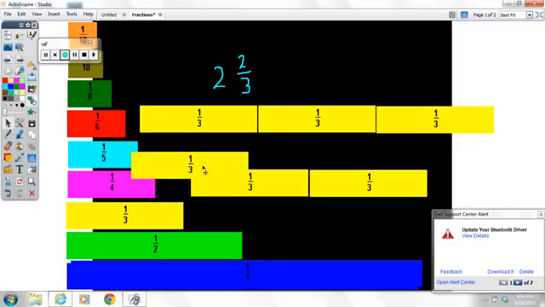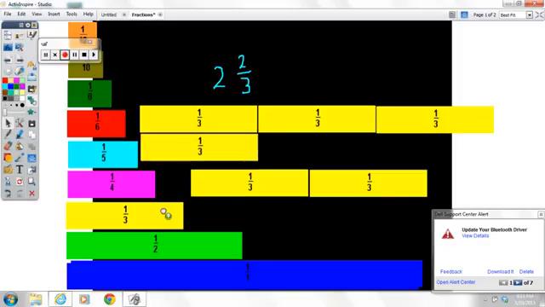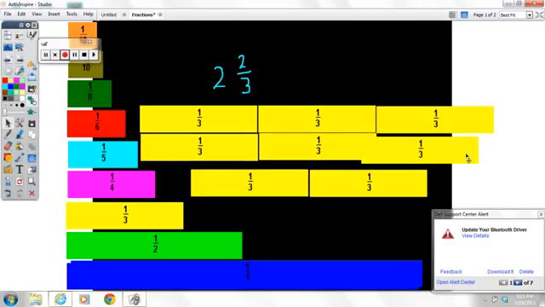Well, what would I do? I would take another 3/3, which would give me 2 whole bars. So I have 3/3 here, another 3/3 here that equals these 2 full bars, and 2/3 for the fraction part of the mixed number.